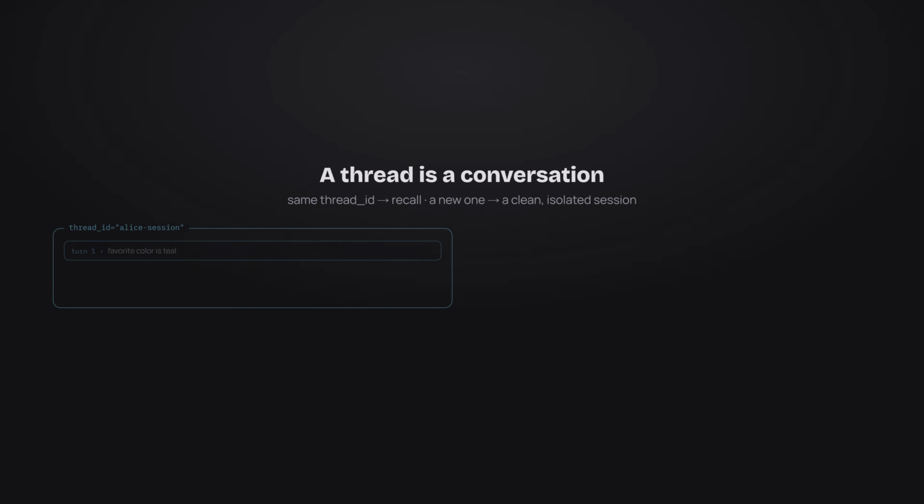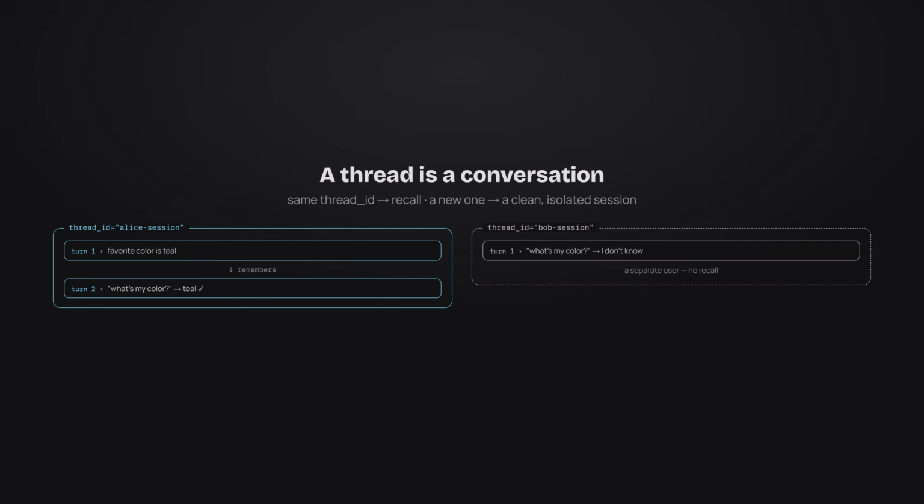Here's the idea. A thread ID is the identity of a conversation. Every invoke you tag with the same thread ID joins that conversation, so the agent can recall what was said earlier on it. Use a different thread ID, and you get a clean, isolated session, a separate user, a separate chat, with no memory bleeding across. So you'd use one thread per user or per conversation.